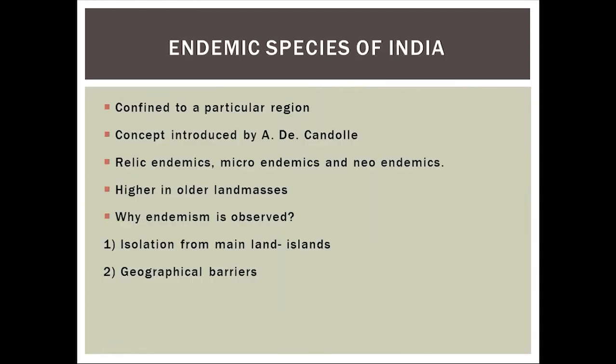So let us revise endemic species of India. Endemic species are those which are confined to a particular region, or they are indigenous in certain region. This concept was introduced by A.D. Candolle. Then we have discussed what are relic endemics, micro endemics, and new endemics. Relic endemics are those species which once had extensive range and their survivors today are known as relic endemics.